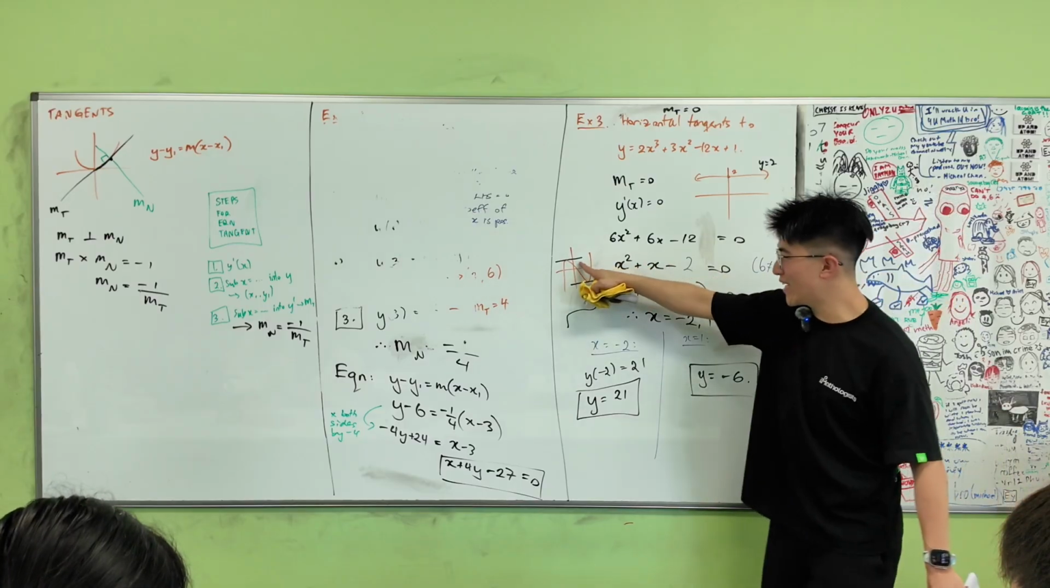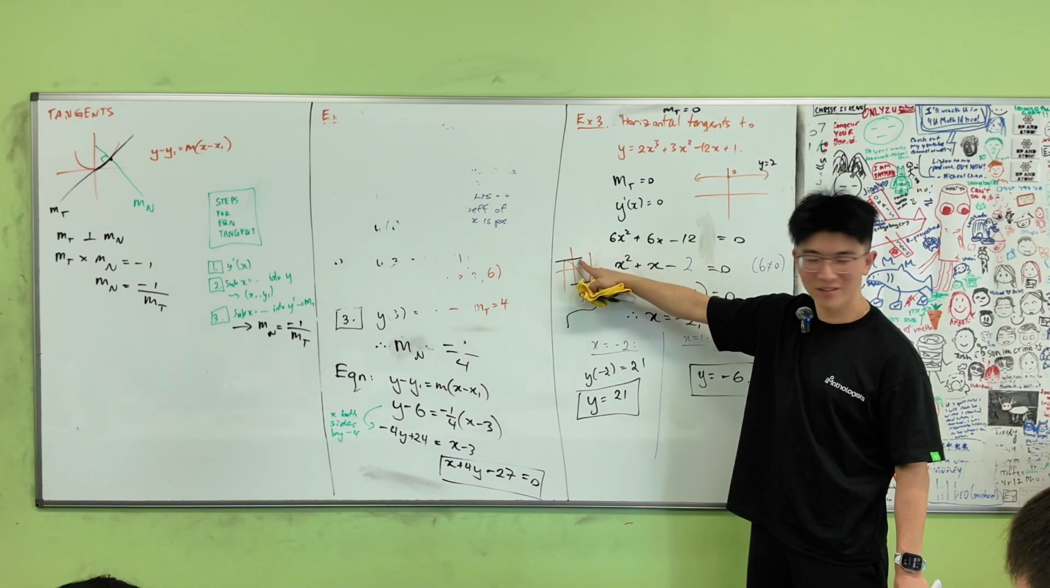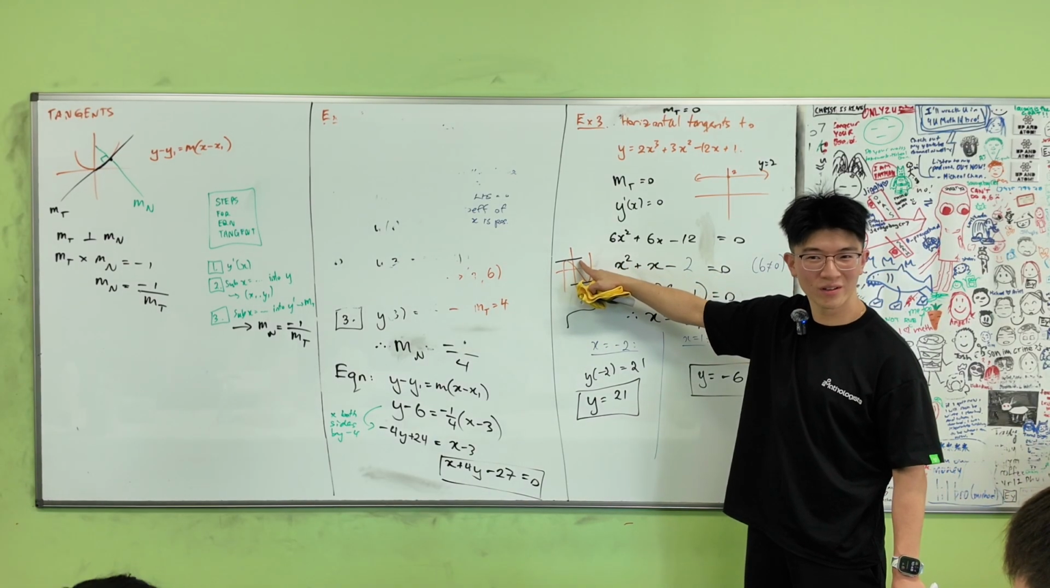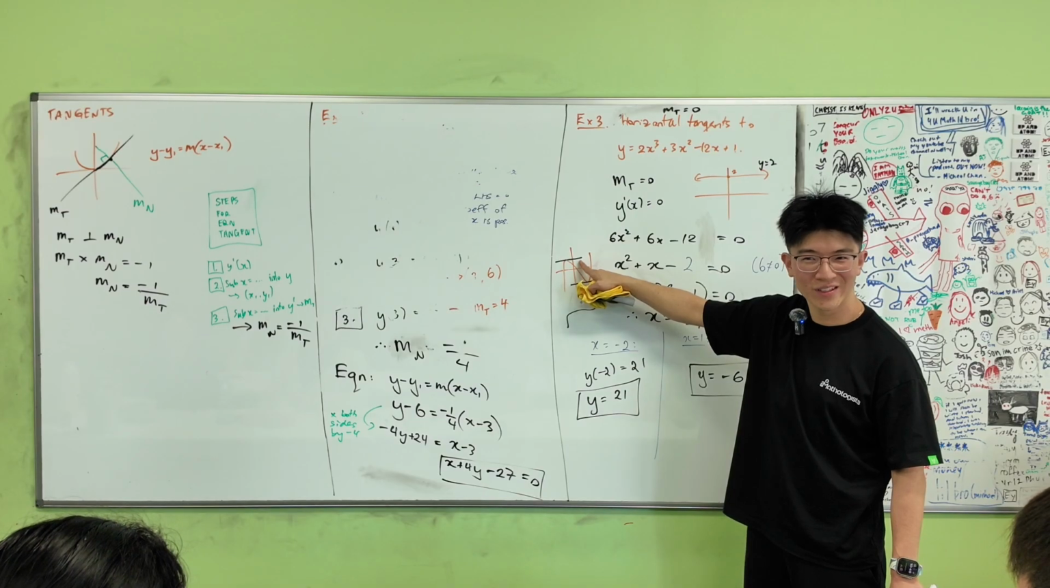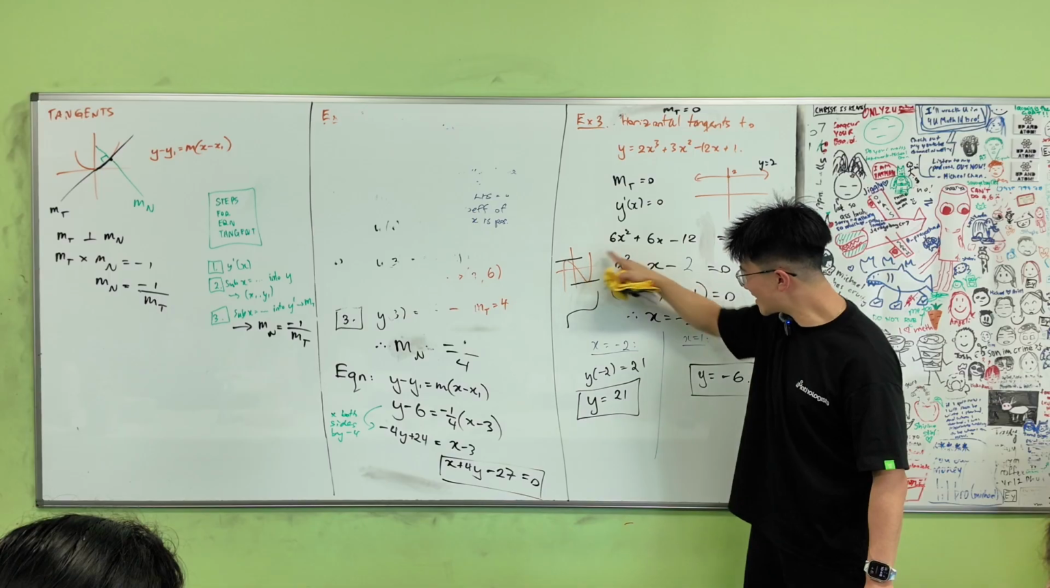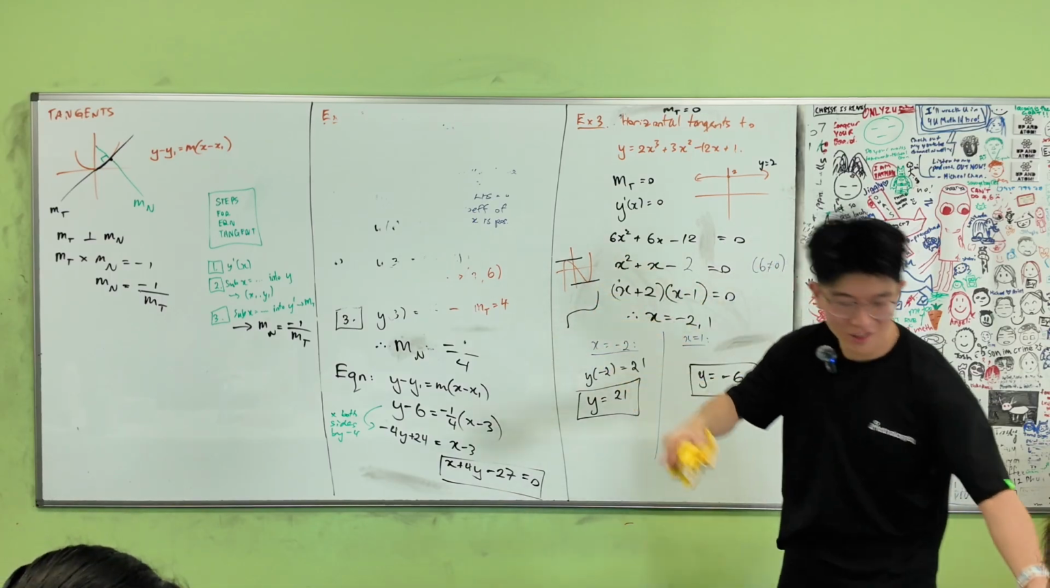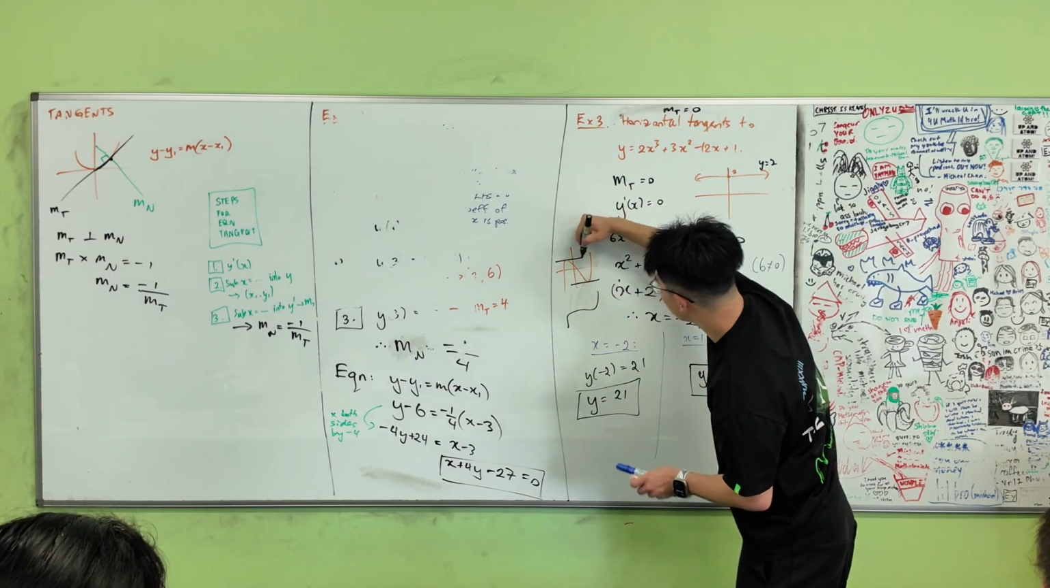Would you guys agree this black line's a tangent? Does it touch the graph at one point? Yes or no? Where does it touch again? The other side. Extend this. Do you see it's going to hit the orange one?